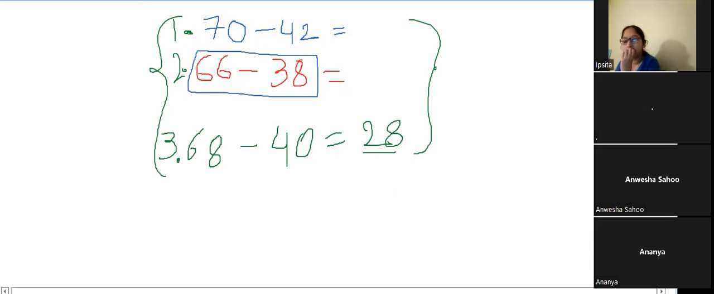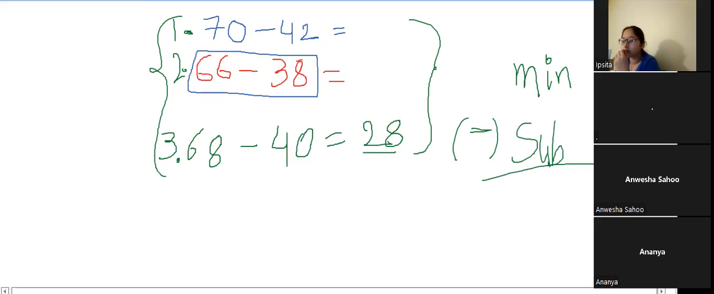So we have a terminology in subtractions. The first term is always called the minuend, right? First term is the minuend. Second term is called the subtrahend. And the resultant will be the difference. Result is the difference. First term is the minuend, second term is the subtrahend, and the resultant is the difference.